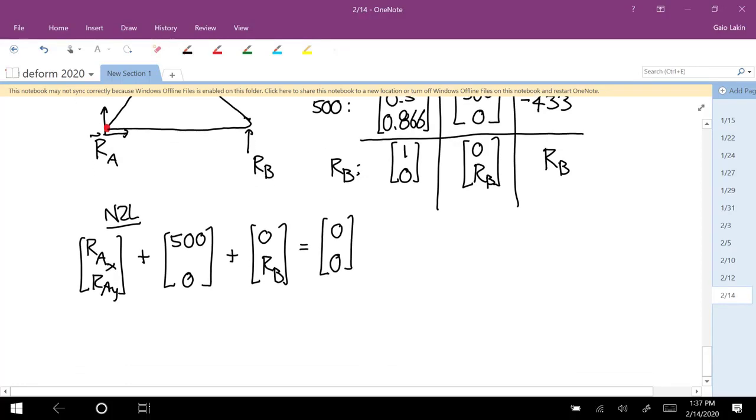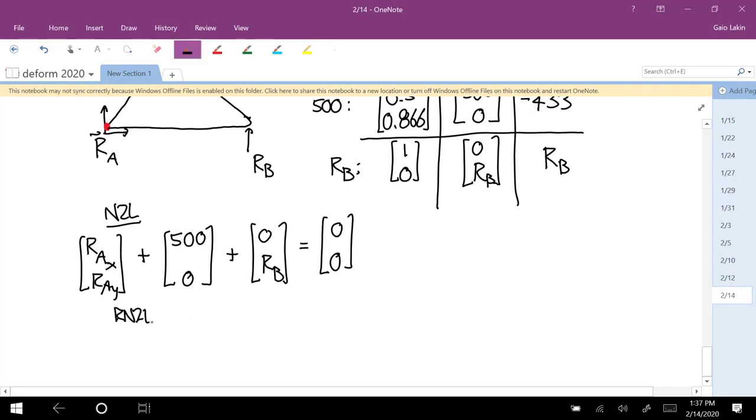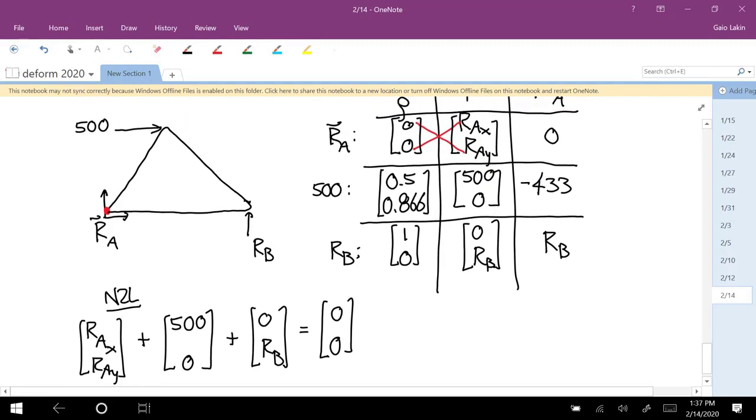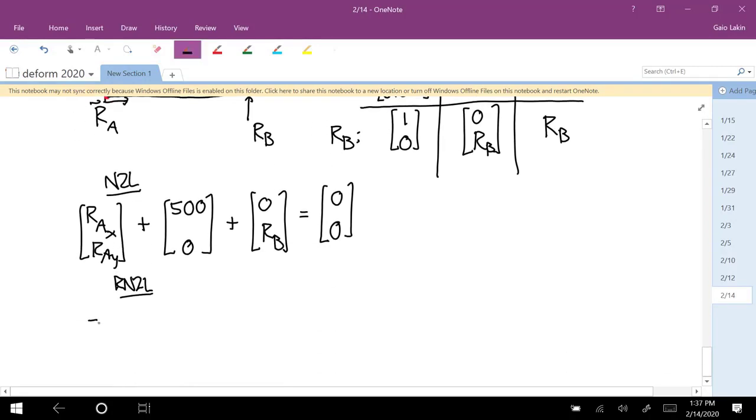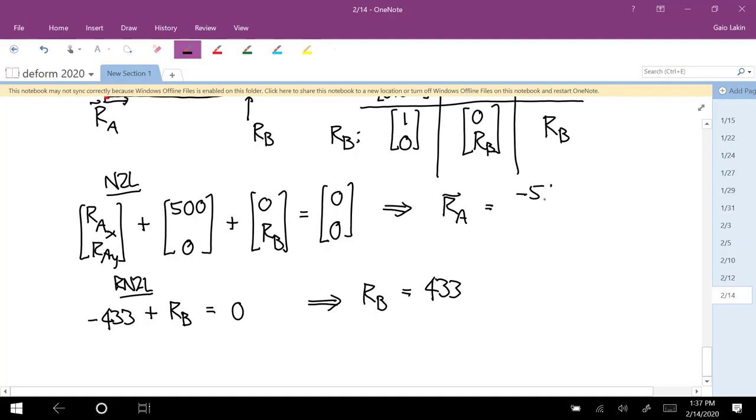And the moment equation, rotational Newton's second law, says negative 433 plus RB is equal to 0. So from this, we can see that RB is 433. And then we can plug that into the Y equation, and we get that RA has an X component of negative 500 and a Y component of negative 433.